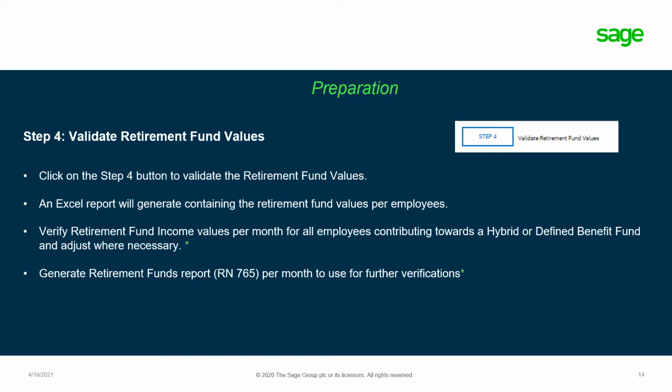Generate retirement fund report, report number 765, per month to use for further verification. If this report is not available on the Report and Maintenance screen, the report can be imported using the Batch Import Report function.